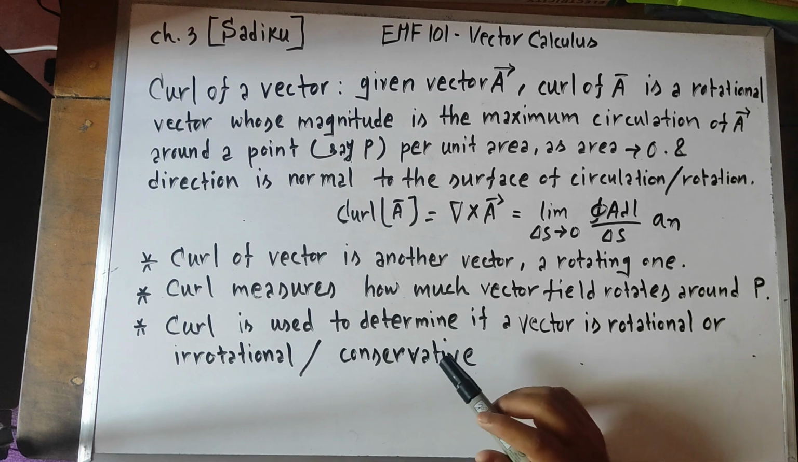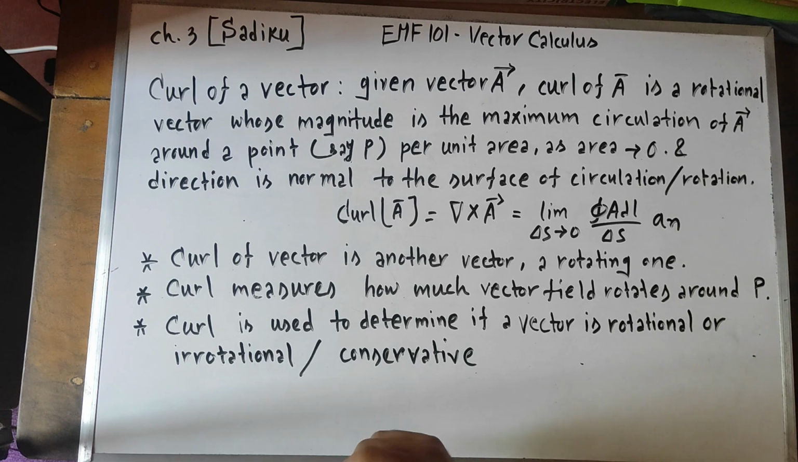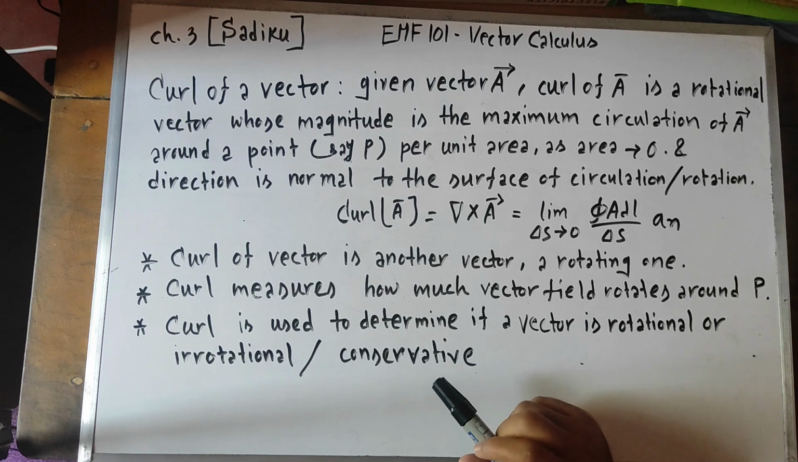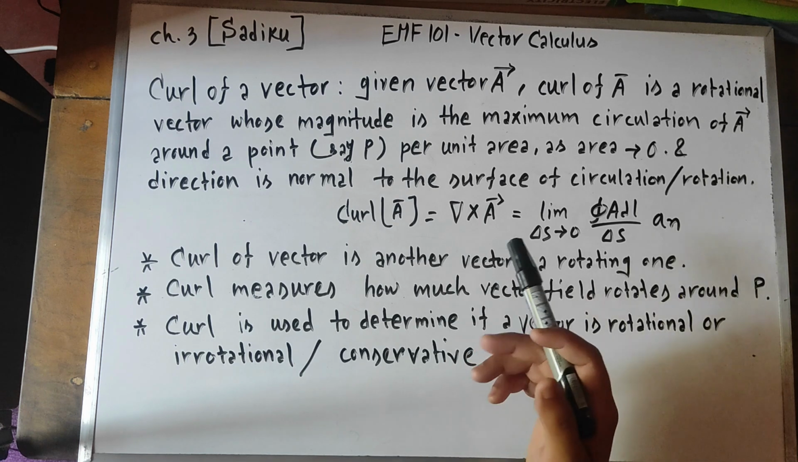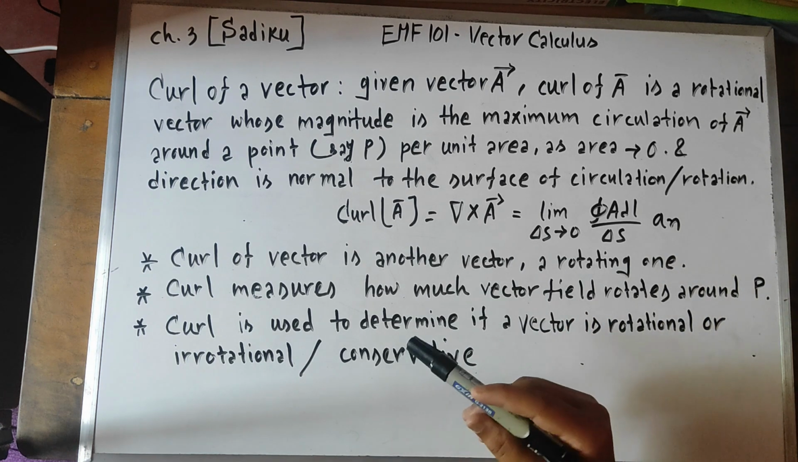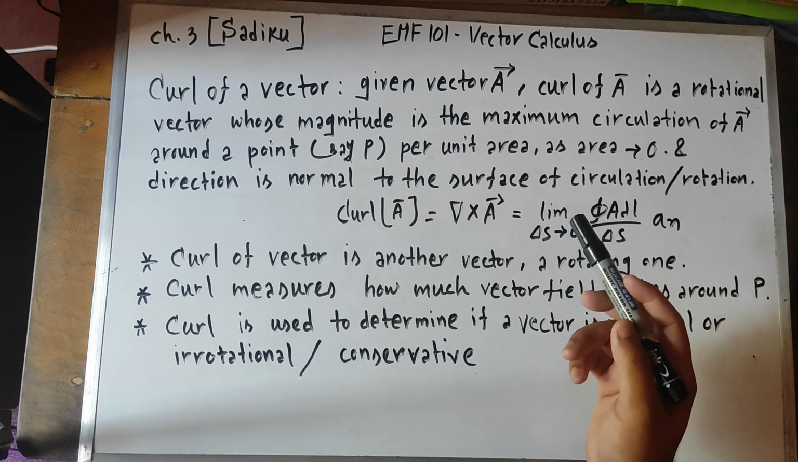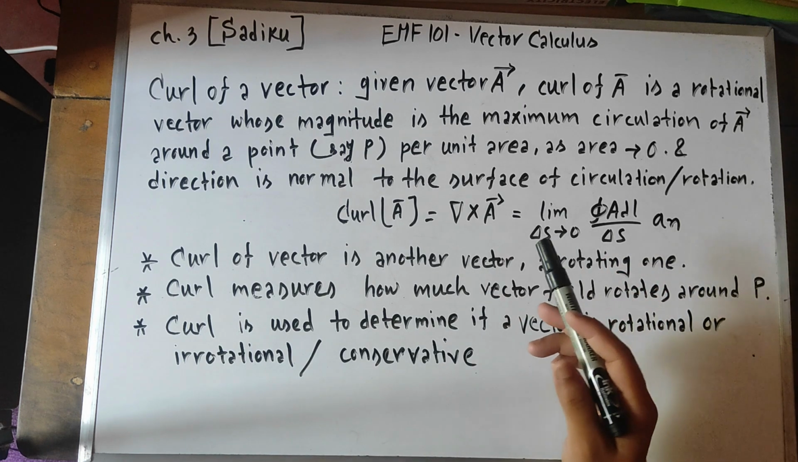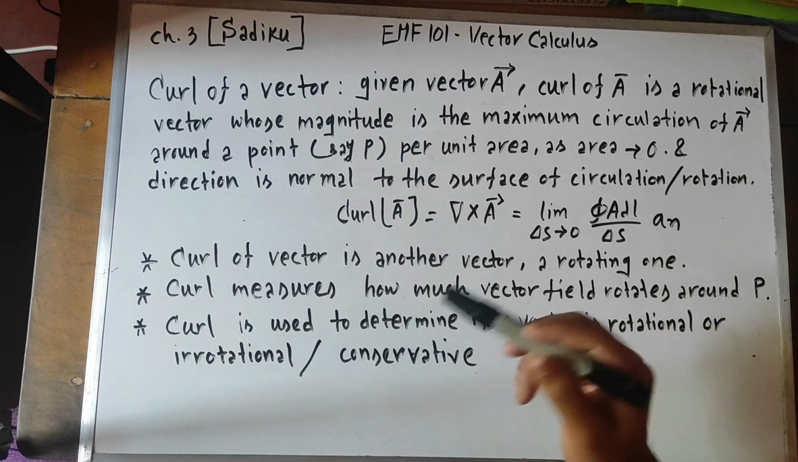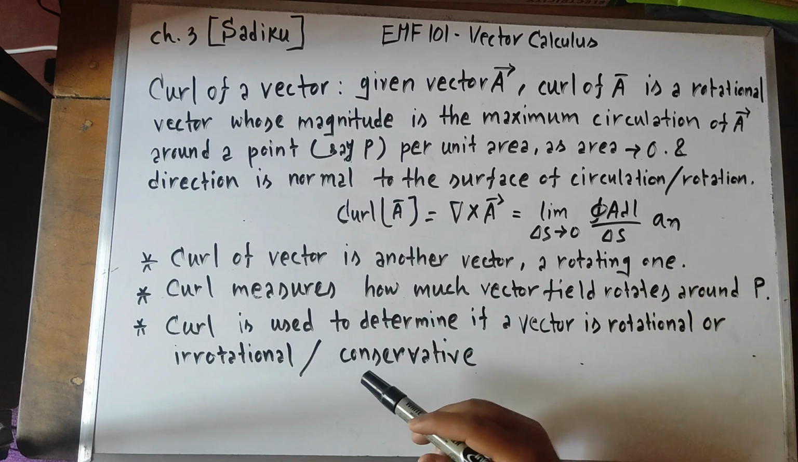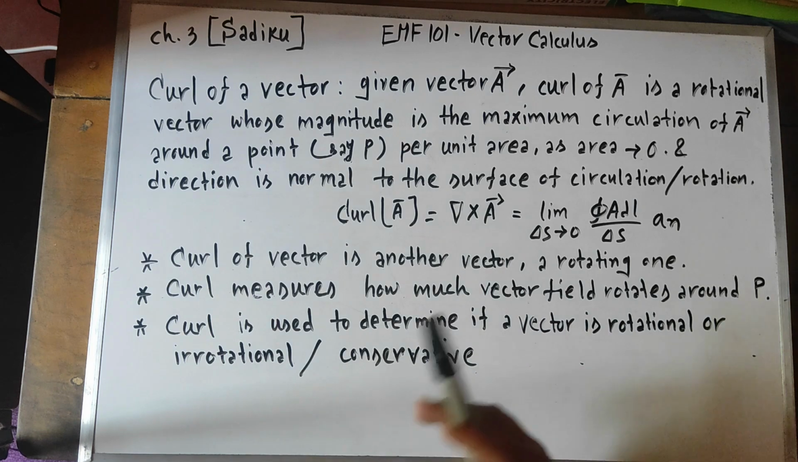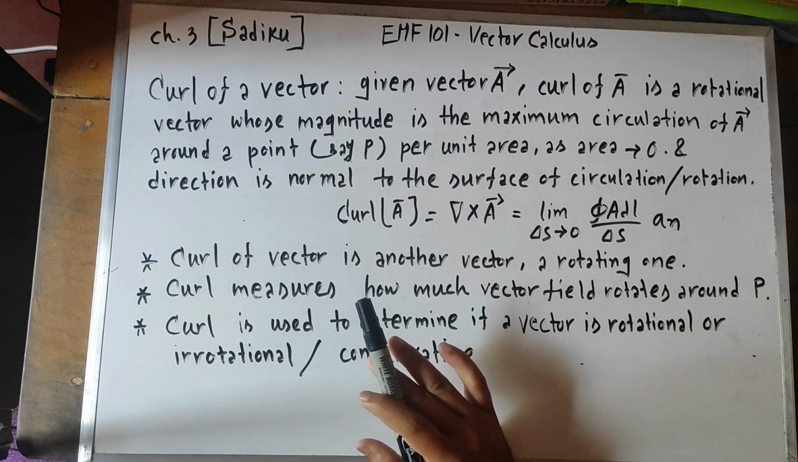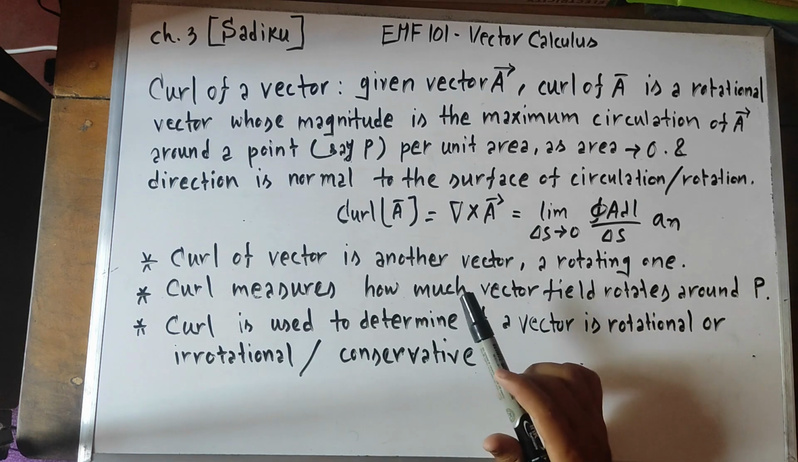I made a mistake in my previous problem solving video on divergence, where I pointed out that divergence is used to determine if a vector is conservative or not. That was a mistake. We use curl to determine if a vector is conservative or not. So that was a mistake on my part. And that's it, we're gonna get to the problem solving part.